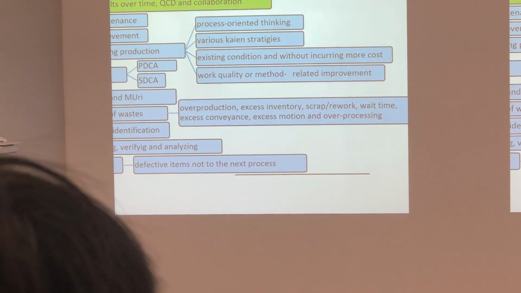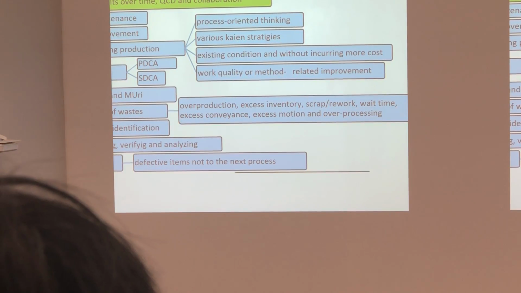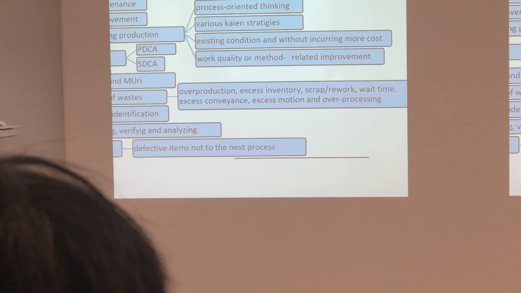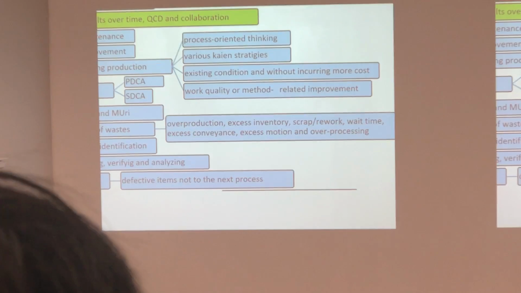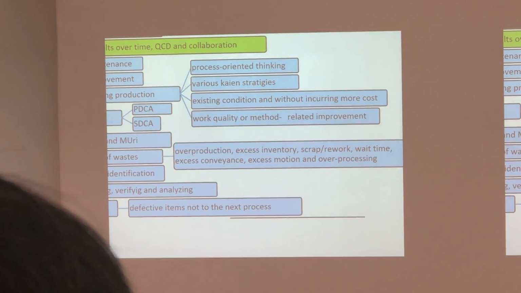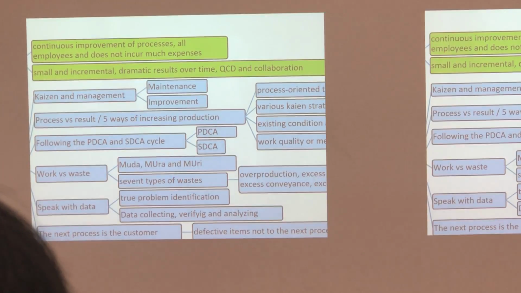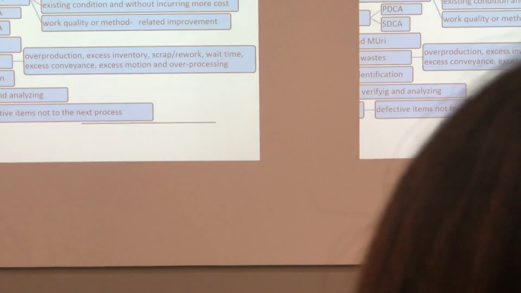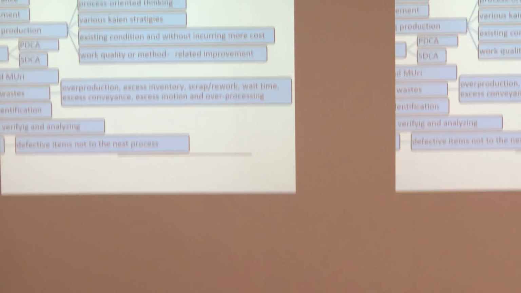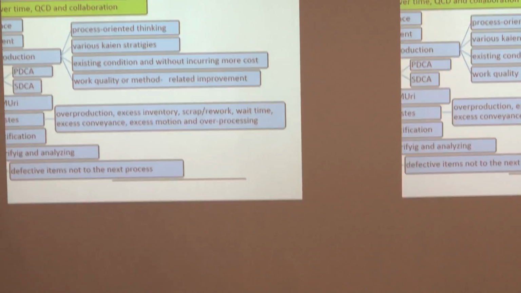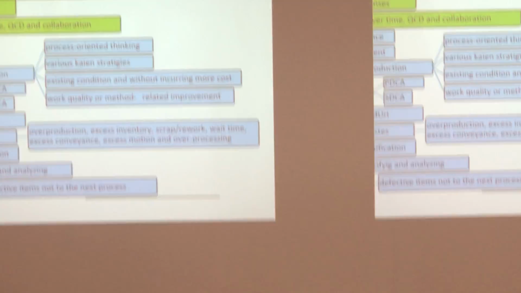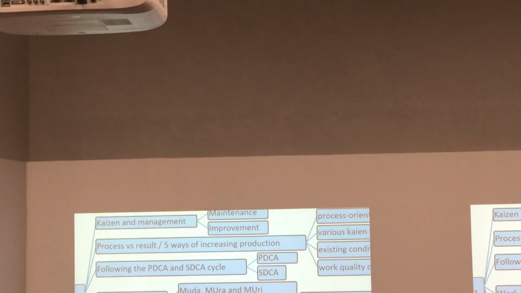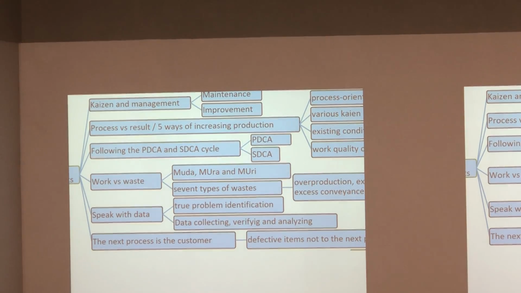Kaizen way is process-oriented thinking. Various Kaizen strategies, here there are a few strategies you need to go through. Existing conditions and without incurring much cost. So this one corresponds to the features of Kaizen just now. No cost, the green color one. Less cost, slowly increase. So the content is corresponding here. And quality and method related improvement. So all these won't require too much high investment and will cause a small increase over time, reaching a high increase. Then we follow this PDCA and SDCA.